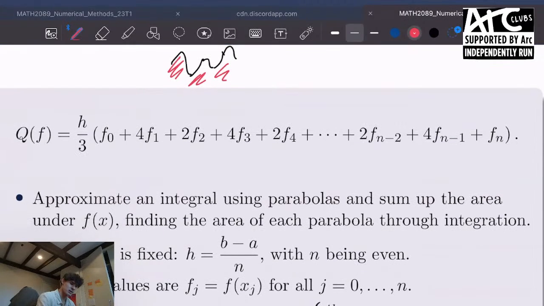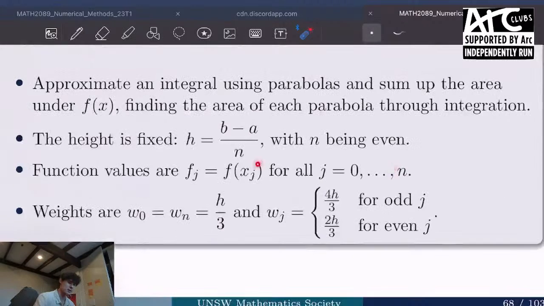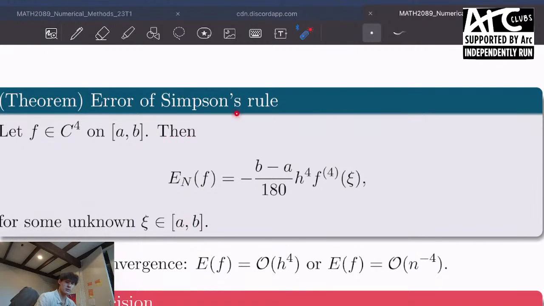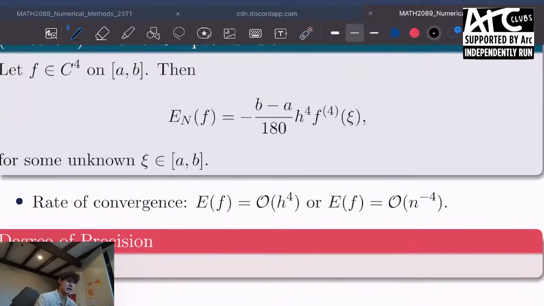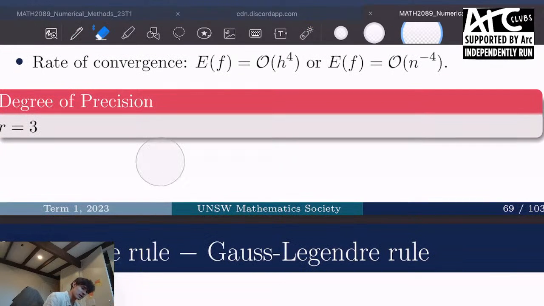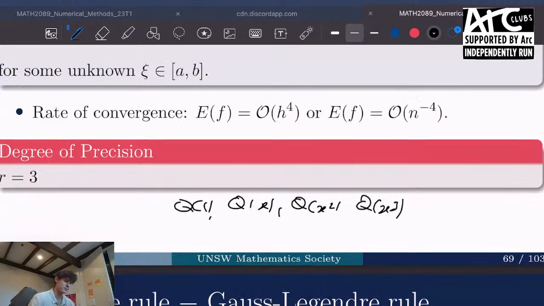And so the rule is given here. It's a bit harder to memorize, but again, we have all the rules, all the information here. You can see that the weights will be given by this. Now the error of Simpson's rule is given by this. Again, that comes from a Peano kernel that you have to look into. But you can see that it is now O of h to the fourth rate of convergence. And furthermore, its degree of precision is 3. That means that the quadrature rule is exact for polynomials 1, x, x squared, and x cubed. So it's exact for all of these.